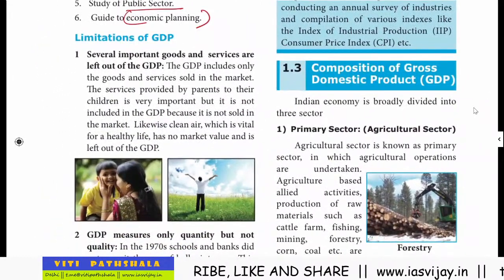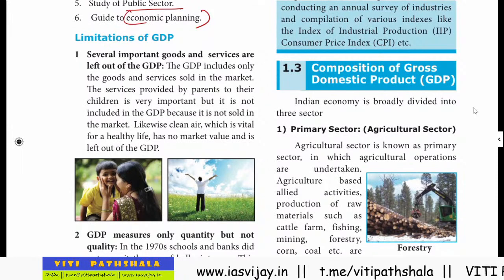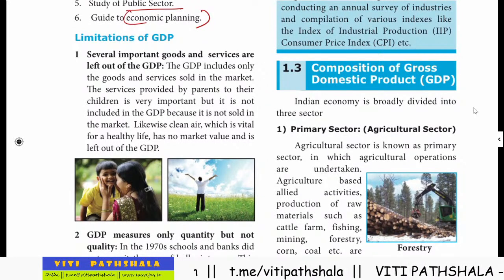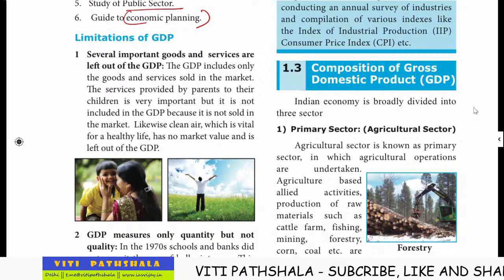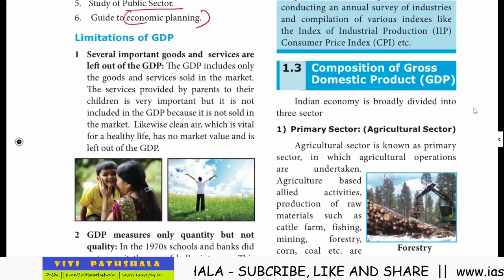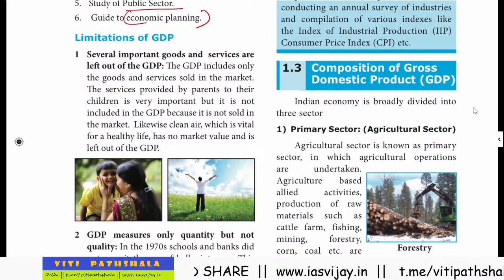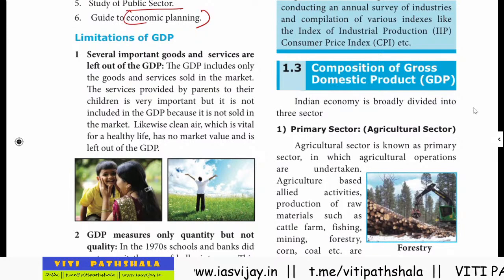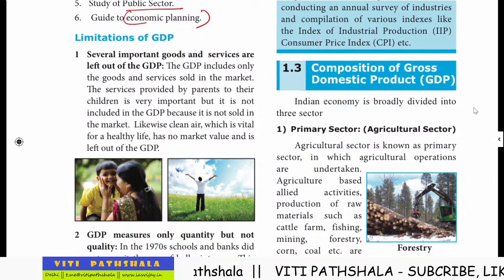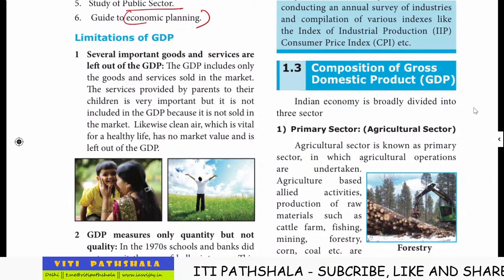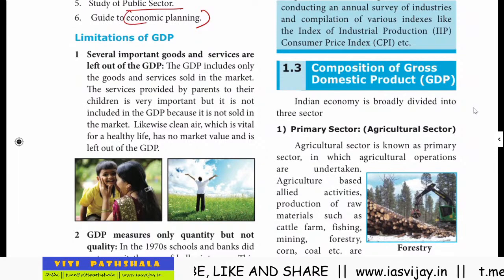Now, what are the limitations of the GDP? Several important goods and services are left out of the GDP. The GDP includes only the goods and services sold in the market. The services provided by parents to their children are very important, but remember that they are not included in the GDP because they are not sold in the market, because they do not have a value. The love of the mother does not have a value.